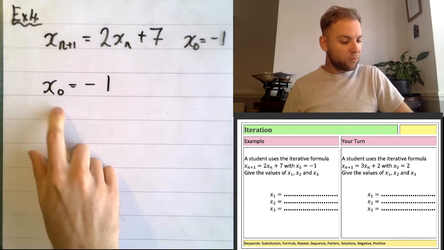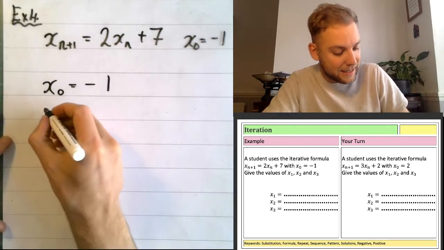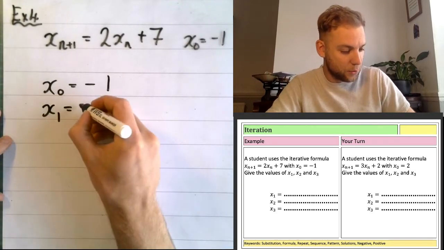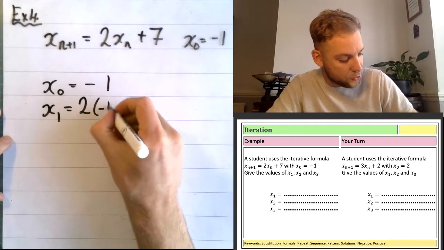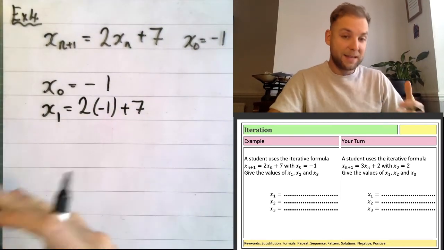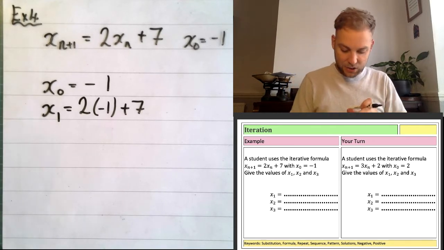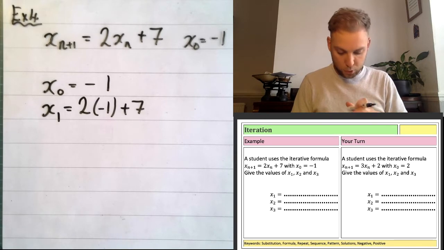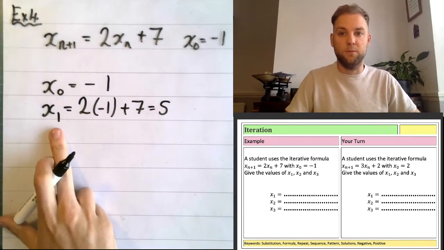So to work out my next term, which is this one, it's 2 times my previous term plus 7. Now the way you write this, if this one here is x of 0, my next term is going to be x of 1. Now x of 1 is equal to 2 times my previous term, which is -1, plus 7. So it's 2 times -1 plus 7, which is equal to 5. So this here is x of 1.